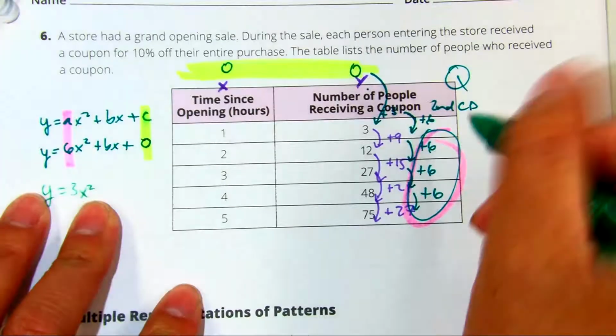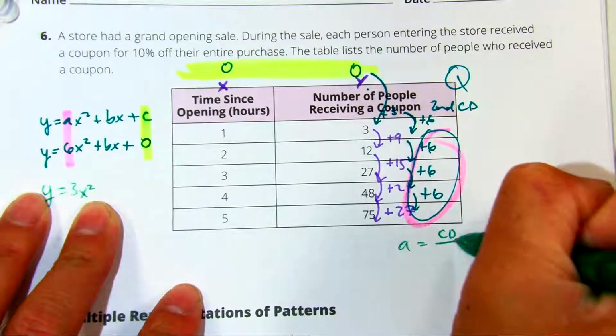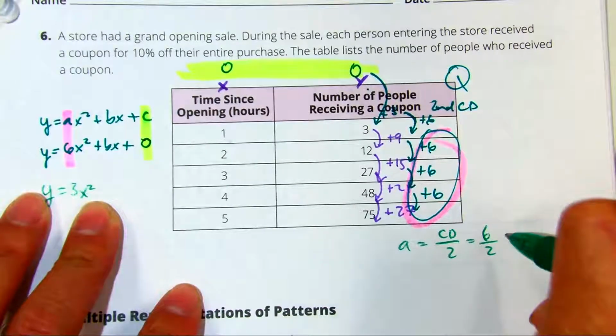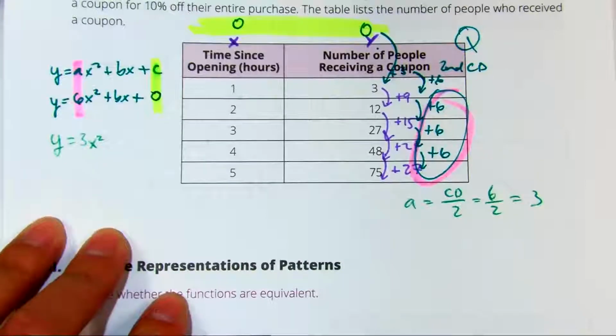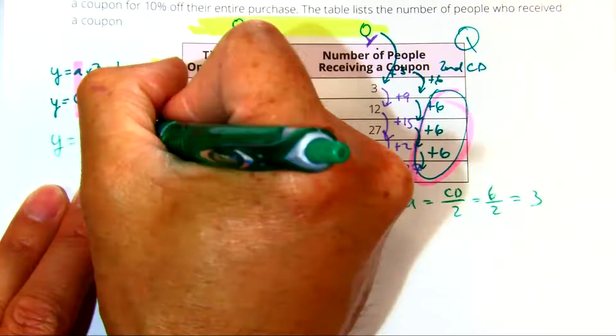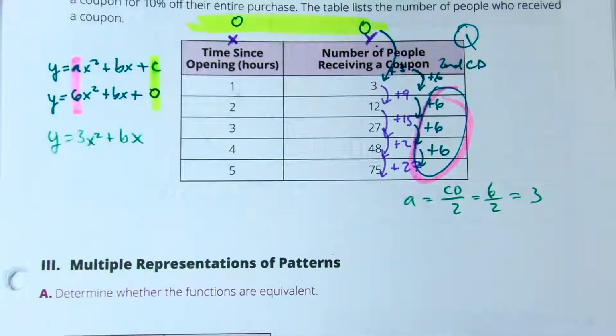Why is it 3? The A value is the common difference in pink here divided by 2. So 6 divided by 2 gives us 3. We should have 3 there. Okay, so we need to figure out this B value. Partner B, tell partner A, how do you find a B value? Ready, set, go.